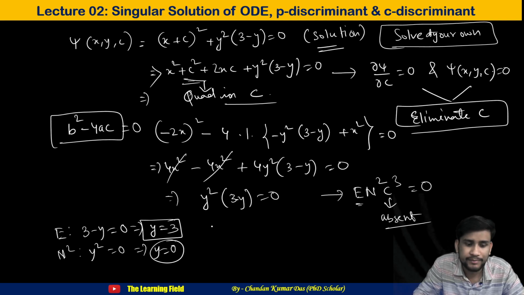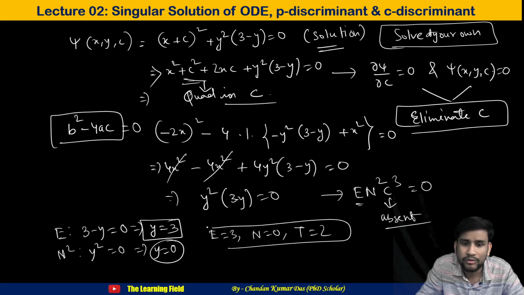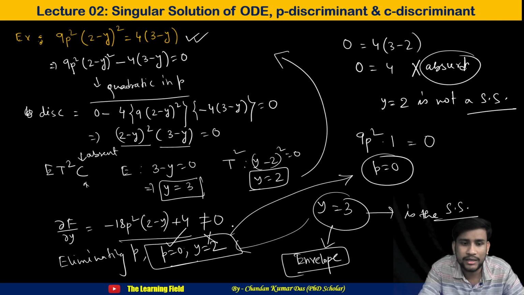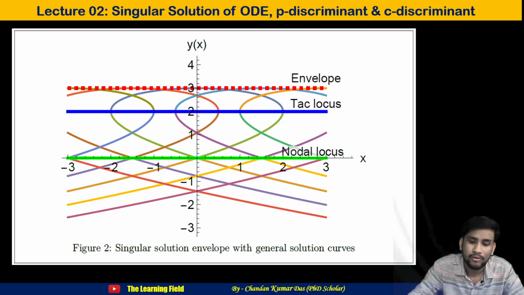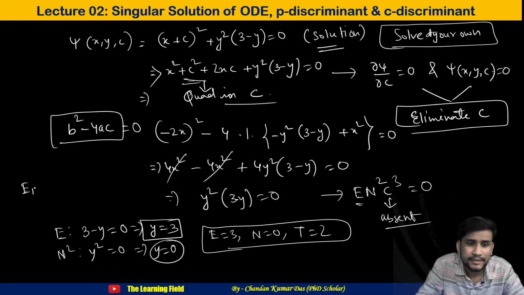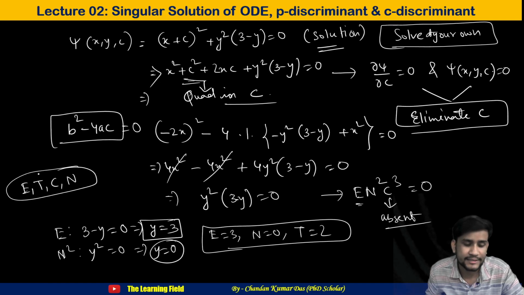So this is the case. That means here we get E equal to 3, and N equal to 0, and T equal to 2, in all three cases. So T equal to 2, y equal to 2, and y equal to 3 for the envelope, and N equal to 0. So we get all the E, T, C, N, in both the cases, that is for the p-discriminant method or the c-discriminant method.